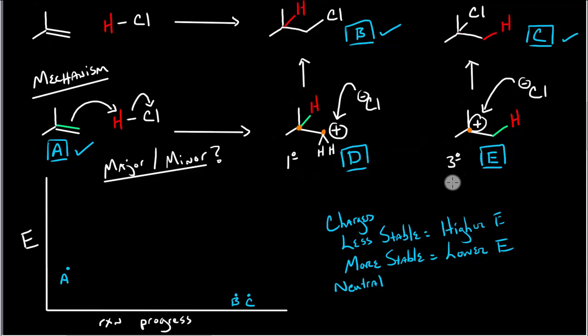Pause the video. Hopefully, after you paused, you thought about it for a second and saw that tertiary carbocations are more stable than primary ones. So then which way should they be, higher or lower than the primaries on the y-axis? Yes, they should be lower on the y-axis than the primaries. So since we know that E is going to be lower on the y-axis, this is going to be lower, and this is going to be higher. So now we've filled in our energy diagram.